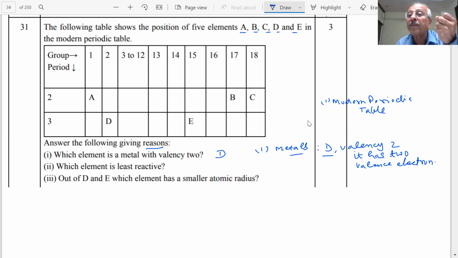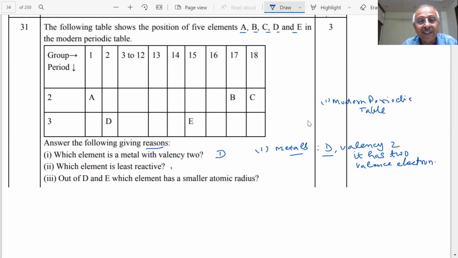The combining capacity of an element depends on the number of valence electrons present in the element. So our answer is D. The reason is that D is a metal, and it can lose 2 valence electrons because it has 2 valence electrons.